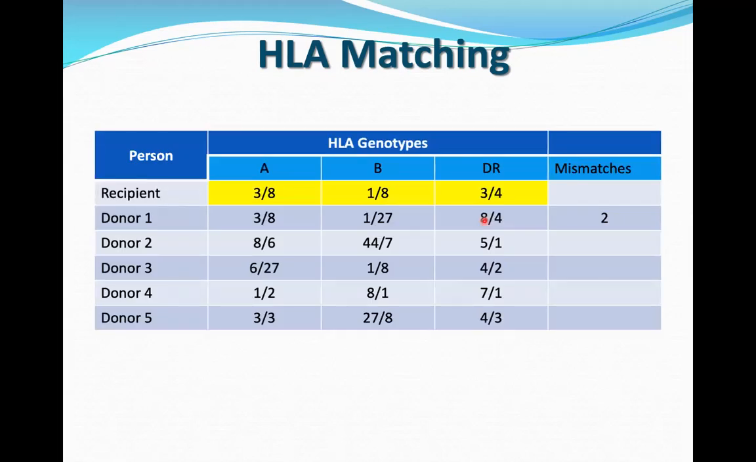With donor 2, how many differences do you see? 3/8 versus 8/6. 1 difference, because 8 is identical, 3 and 6 is different. That's 1 difference. Here they're totally mismatched, so there's 2 differences there. That gives 3. Another 2 differences there. So a total of 5 differences. So work out the others.